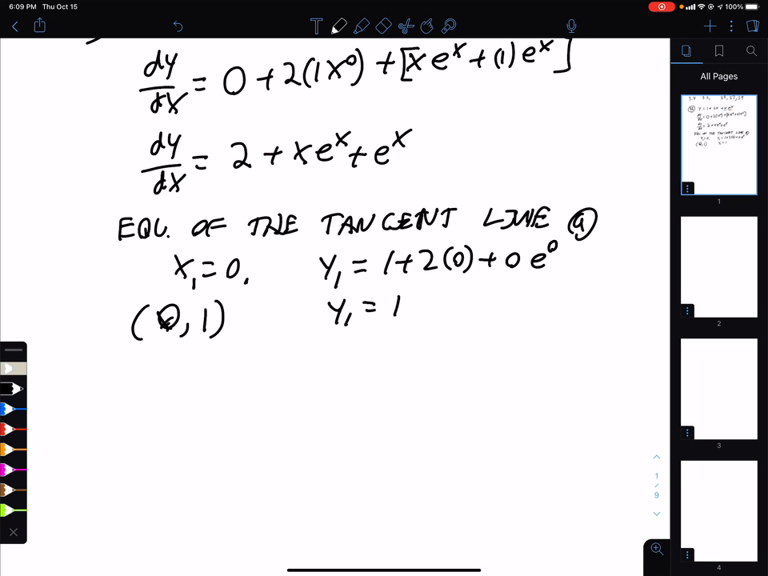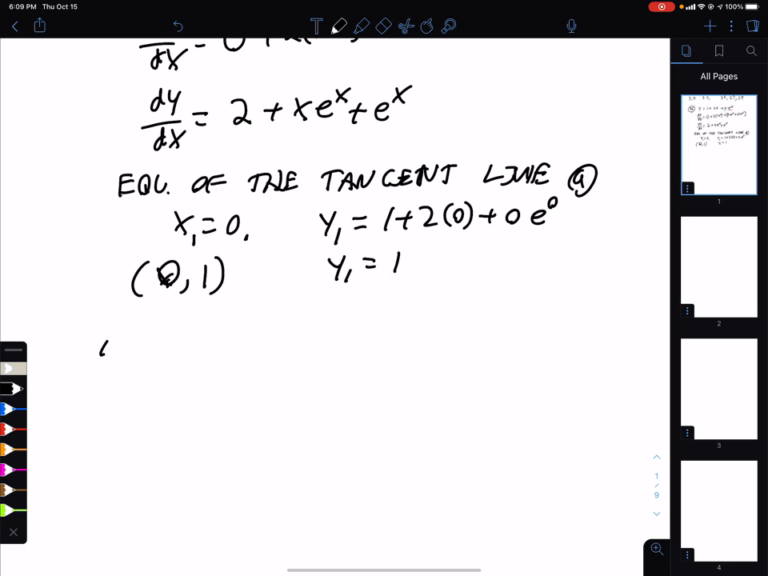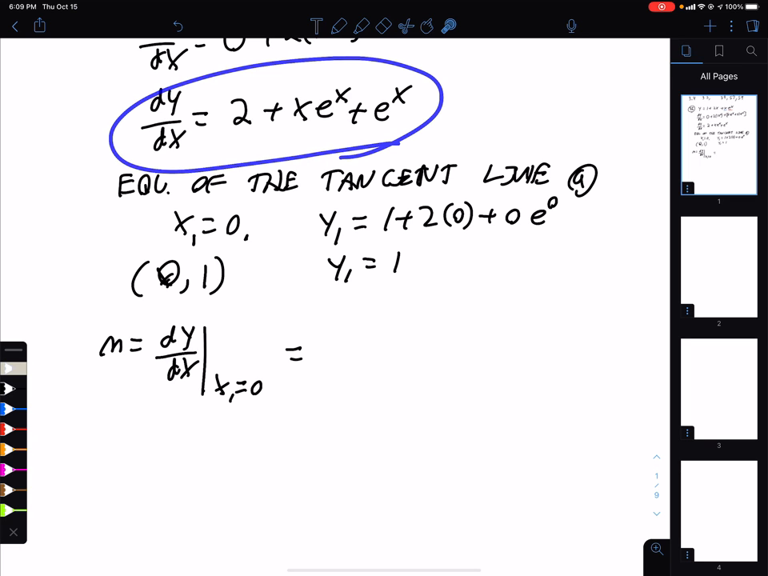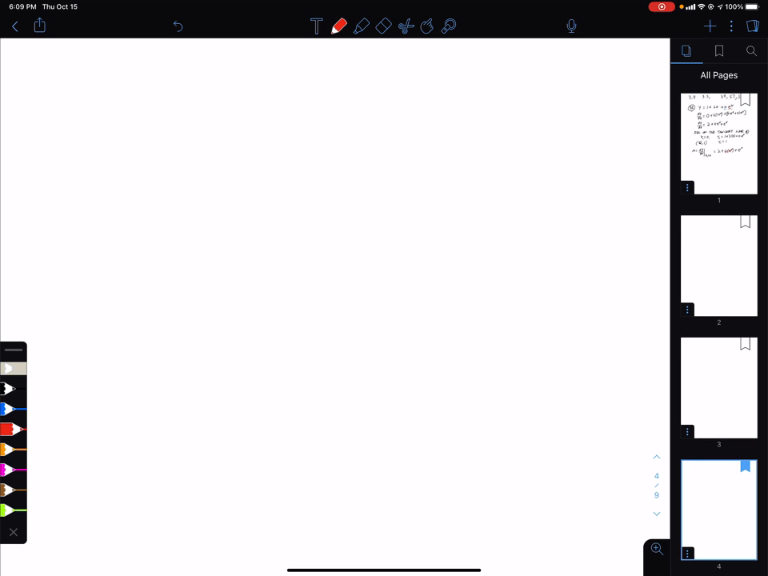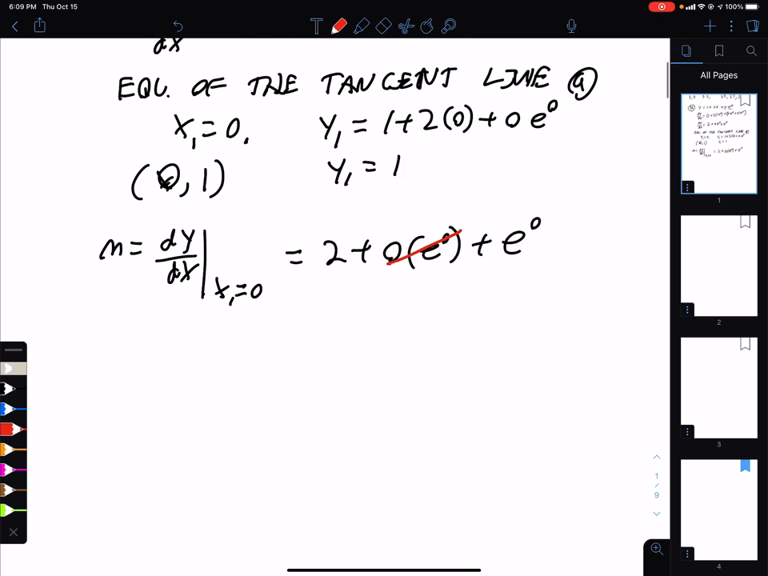So now we need one more thing. We need the slope. And you should know by now the slope of the tangent line is the derivative of the function evaluated at the point of tangency, which is 0. So into this derivative equation, I'm going to plug a 0 in. 2 plus 0 times e to the 0 plus e to the 0. Well, this is easy. 0 times anything is 0. And e to the 0 is 1, so we have 2 plus 1, or 3.